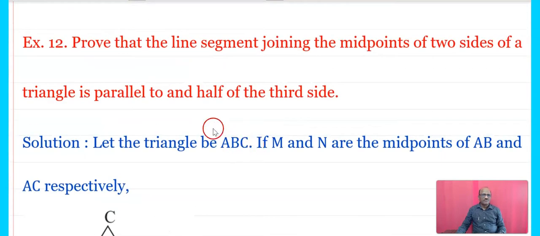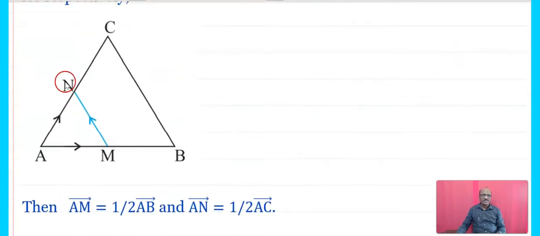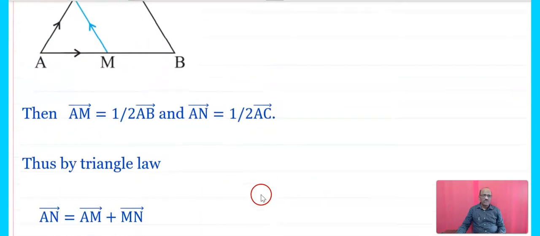I will repeat again the question. Prove that the line segment joining the midpoints of two sides of a triangle is parallel to and half of the third side, that you have learned in the 9th standard. Let the triangle be ABC, and here M and N are the midpoints of AB and AC. AM is equal to 1/2 AB bar and AN is equal to 1/2 AC bar.